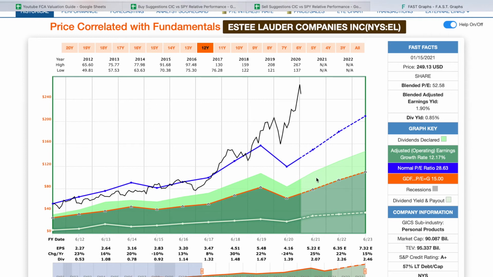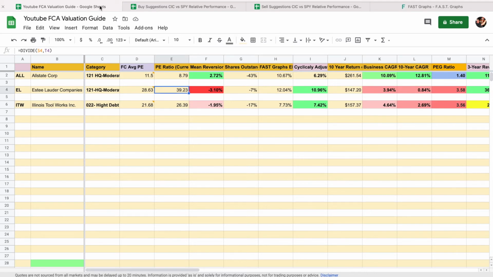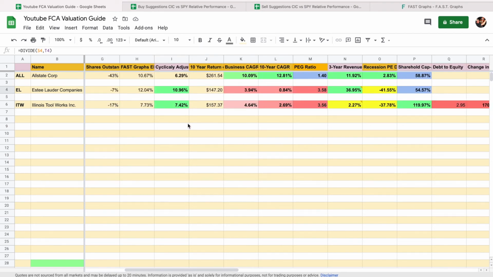Whereas Fast Graphs is probably blending current earnings in this, so they're going to be somewhere down here. So rather than a 52, I think it's more reasonable to be more generous with them and say they have about a 39 PE. But if it reverts from a 39 to a 28, you're going to lose about 3% a year over the course of 10 years just from the market changing its mind to its average feeling about the company. Okay, now let's move on to the business CAGR.